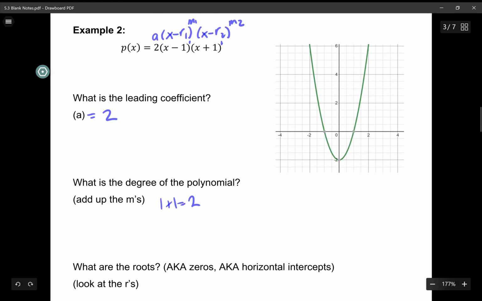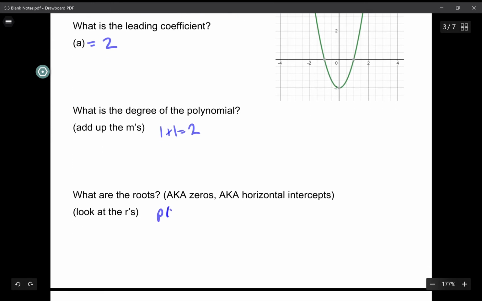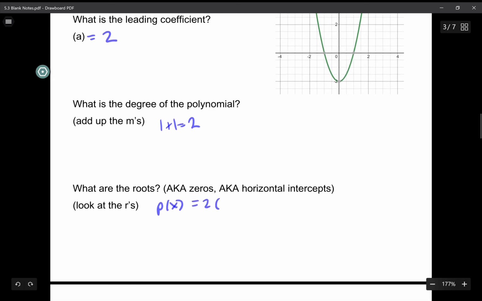And what are the roots? Roots, zeros, horizontal intercepts, these are all the same things. We use all 3 terms, and different books and different people will use these terms interchangeably, so I'm going to use all 3 of them. So we want to look at the zeros, or the roots, or the horizontal intercepts of this polynomial equation. And the way to find those is to look at the r's. Let's rewrite our polynomial equation over here. It's p of x equals 2 times x minus 1, x plus 1.